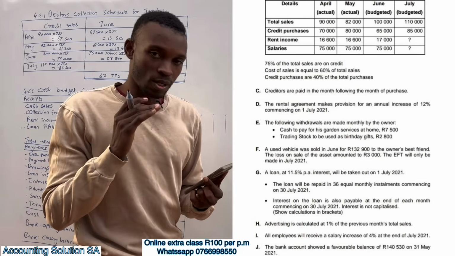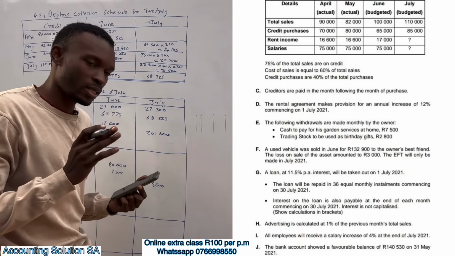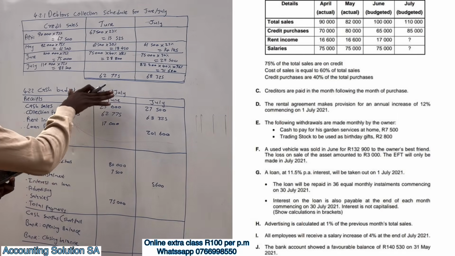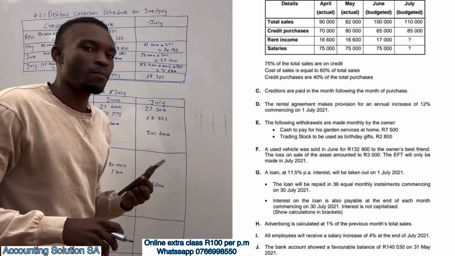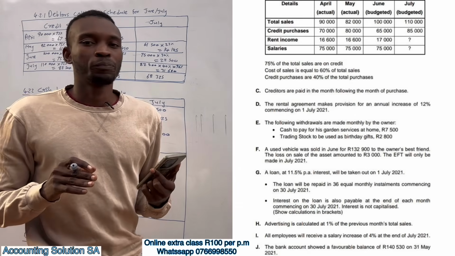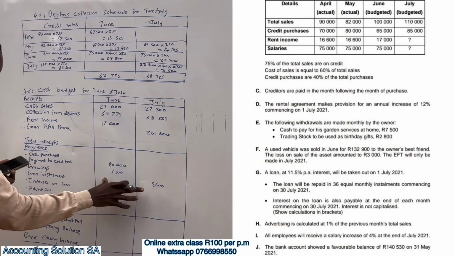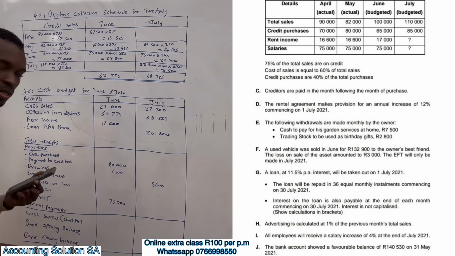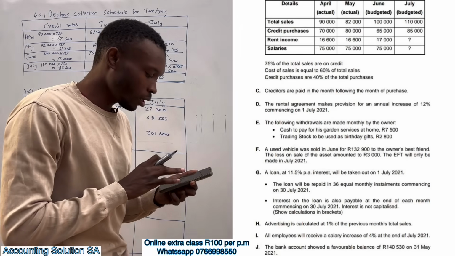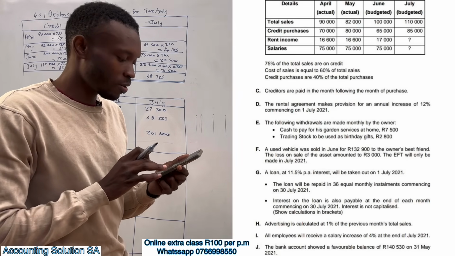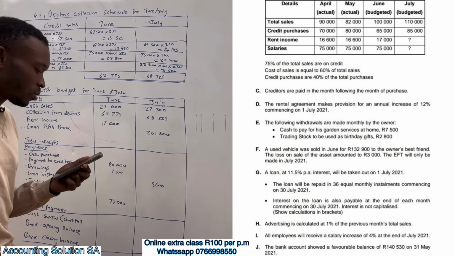Okay, now let's proceed to the next one. Now the next one, we are preparing a cash budget. A cash budget, some of the figures were given like this and this one, but I'm going to explain to you so that in case they are not given, this is what you need to do.